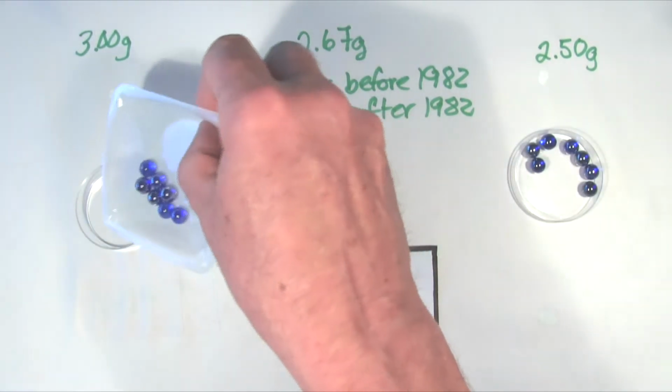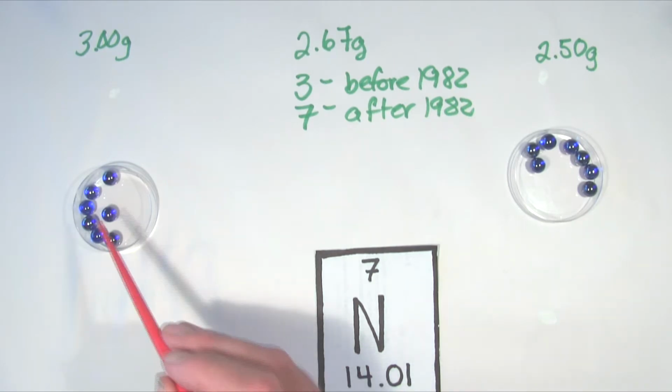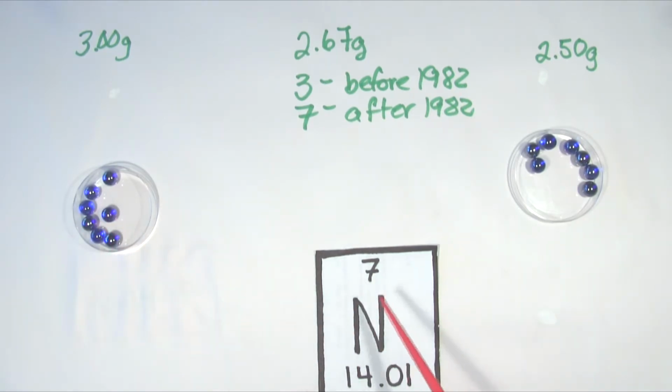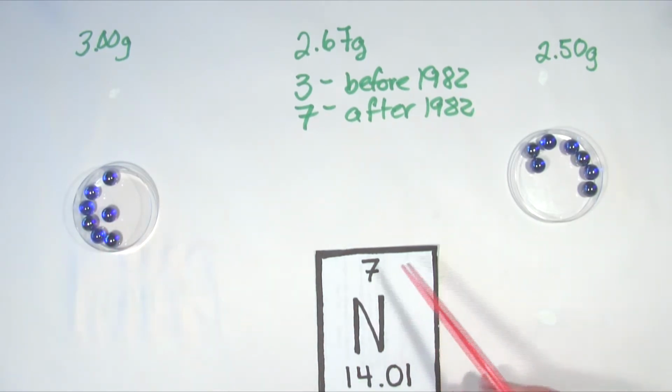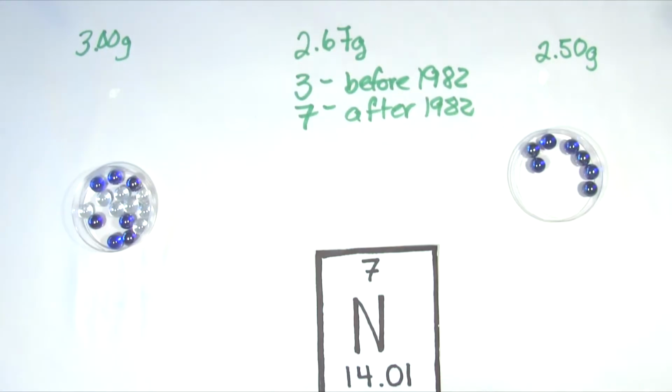Here's our other nucleus. Okay? Again, it has to have 7 protons to be nitrogen. If it has 6, it's carbon. If it has 8, it's going to be oxygen. Now, in the real world, there are some nuclei of nitrogen that have 8 neutrons in there.